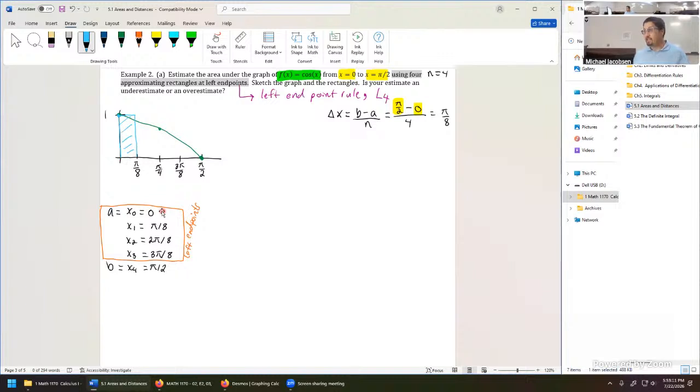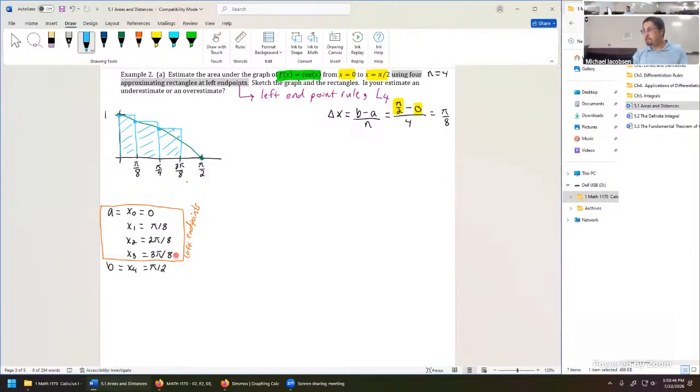Then we just do it again. The next left endpoint is at pi over 8. So we go at height pi over 8. It's right here. Move to the right at pi over 4. Those are supposed to be equal widths, but again, it's a by hand sketch, so we use our imagination as appropriate. Imagine they're equal widths. Go to 2 pi over 8. At 2 pi over 8, the height is right about here. Move to the right to the next interval. So there's the height of that curve.